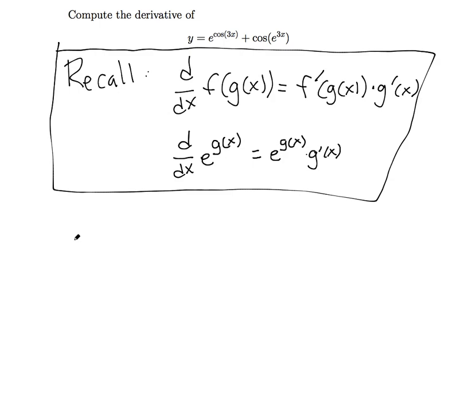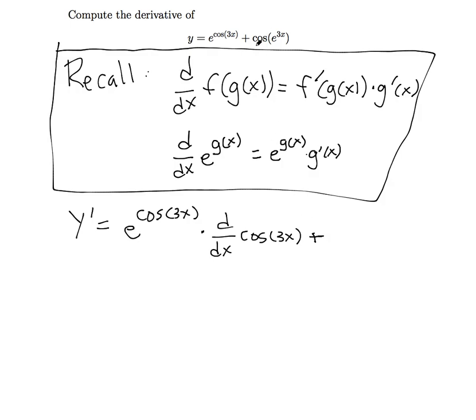So let me start this out. My derivative, y prime, is equal to the derivative of that first term. That's going to be e to the cosine of 3x, and then times, I'll just write this out the long way to start, the derivative of cosine of 3x. We'll work with that derivative in a second. All right, and then I'm going to add on the derivative of this second term.